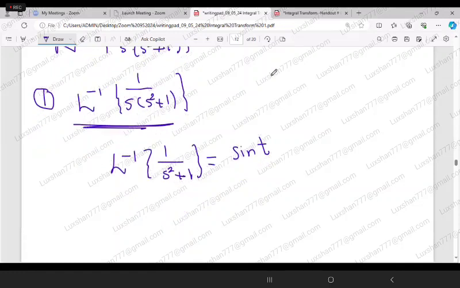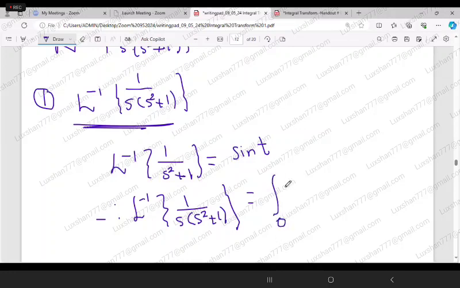Therefore, if you divide by s, you will get this one. The inverse Laplace transform of 1 over s into s square plus 1 is equal to the integration from 0 to t. You have to change the variable. This is f(t). So that is equal to the integral from 0 to t of sine u.